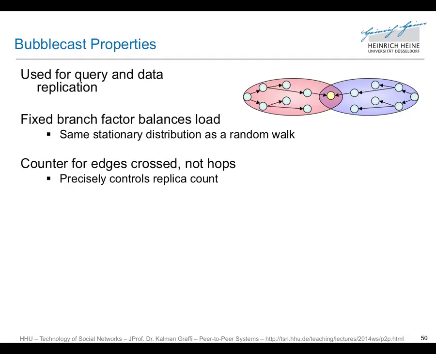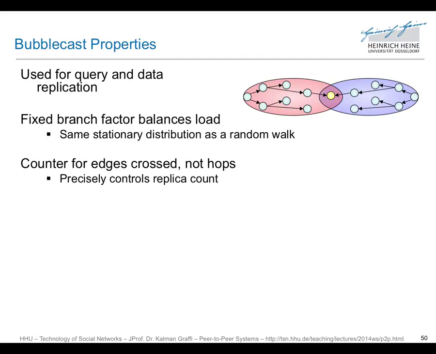Okay, so just to summarize on this bubblecast, it's a very nice option to really contact a specific number of nodes. It's used both for the query and data announcements. It uses a fixed branch factor, and this helps to balance the load on the nodes. So every node has only to send out the same number of further messages.